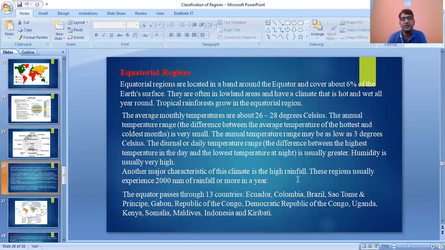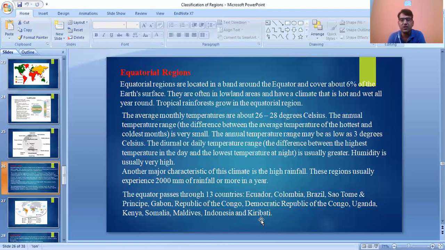Another major characteristic of this climate is high rainfall. As I told you, these regions usually experience 2,000 millimeters of rainfall or more in a year. It's very high. The equator passes through 13 countries. It is very important to know which countries are on the equator. They are Ecuador, Colombia, Brazil, Sao Tome, Panama, Gabon, Republic of Congo, Democratic Republic of Congo, Uganda, Kenya, Somalia, Maldives, Indonesia, and Kiribati.